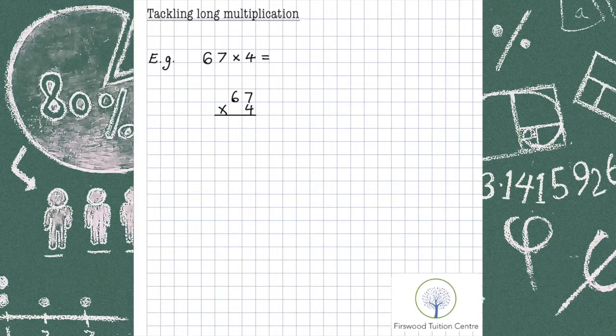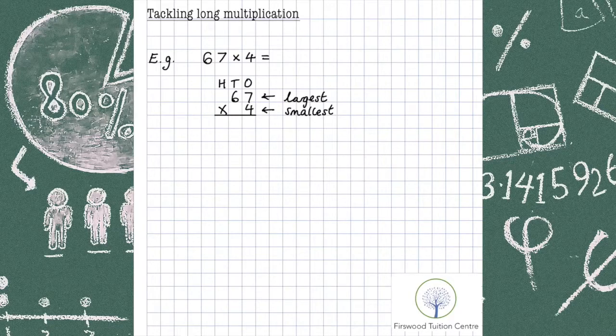When writing it in this way, we must also remember our place value, so that we correctly write our ones, our tens, and our hundreds. This will help us when answering the question. We must also remember that out of the two numbers, the largest number must go on the top, and the smallest number must go on the bottom. We can now start answering the question.